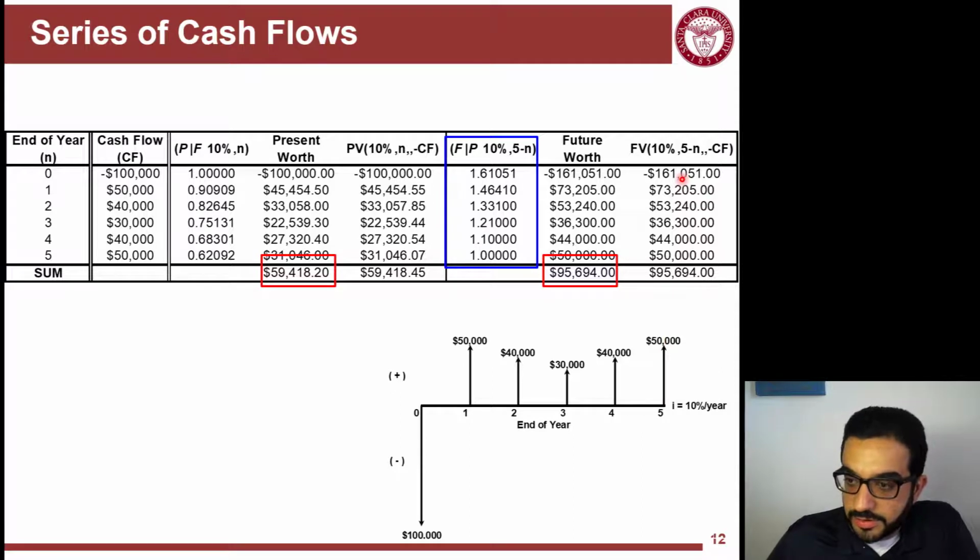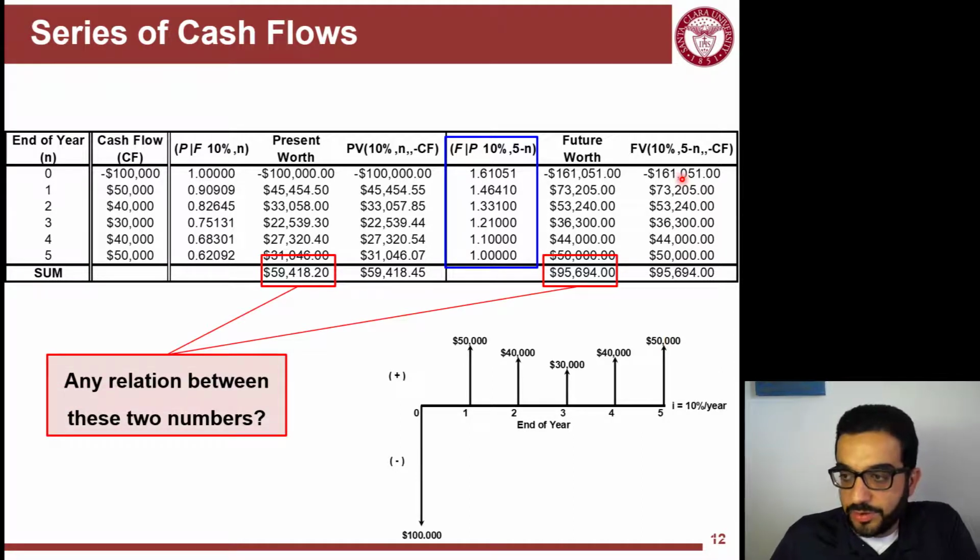Now, a question: is there any relationship between these two values that I calculated, the present worth and the future worth? I will give you a moment, just think about it. They come from the same cash flow, so they are different equivalent formats, or different equivalencies, of the same thing. So is there a relationship? They are indirectly related to each other because they originally come from the same cash flow.